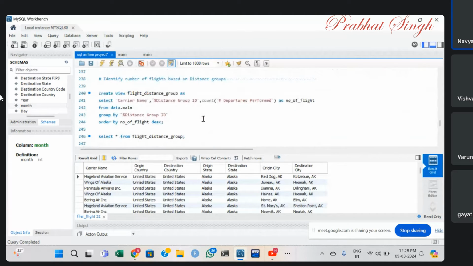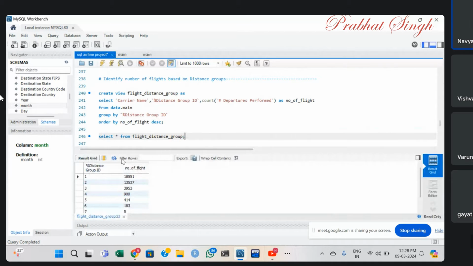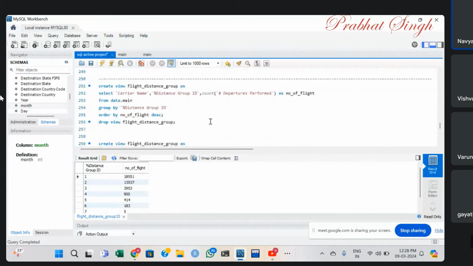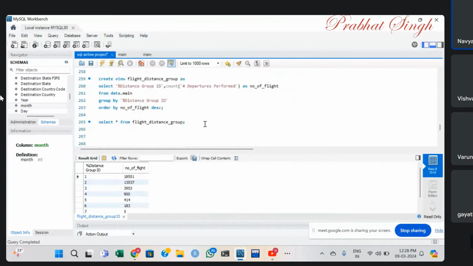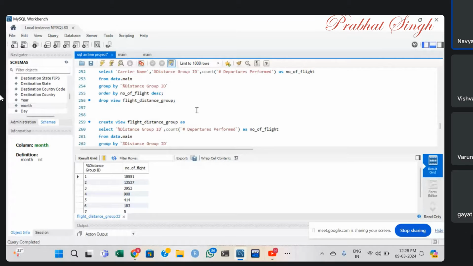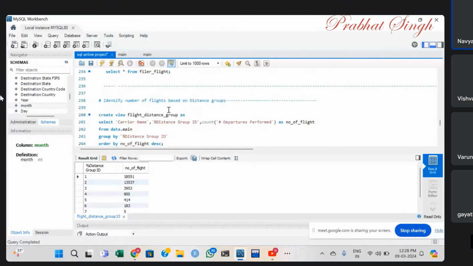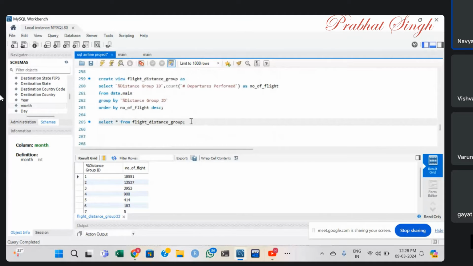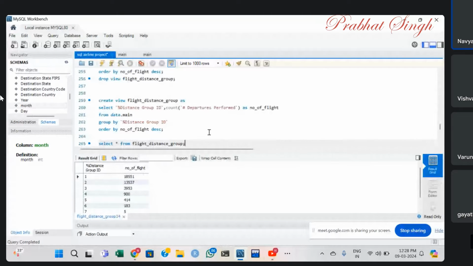Another one is to identify the number of flights based on distance groups. We used these queries to find the answer, and this is our output. The next question is to identify the number of flights based on the distance group. Here is the output. That's all from us.